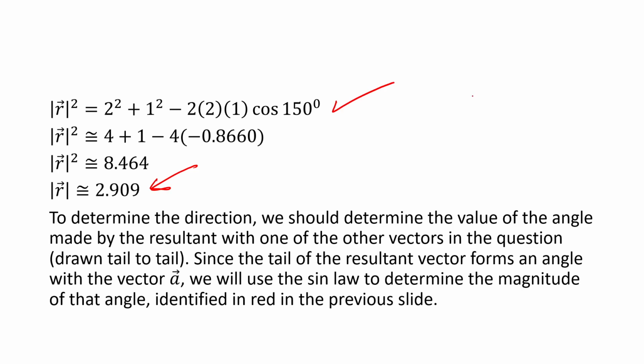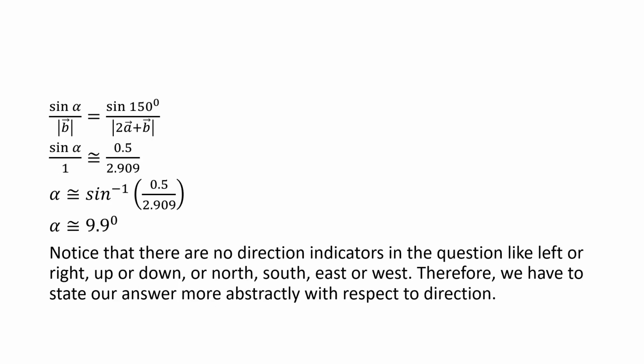So we're going to determine the angle made by the resultant with one of the vectors in the question drawn tail to tail. We'll notice the tail of the resultant vector forms an angle with the vector A. We're going to use the sine law to figure that out.